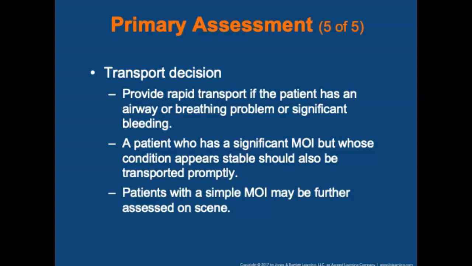When the decision for rapid transport is made, you can use a backboard as a splinting device to splint the whole body rather than splinting each extremity individually. Individual splints should be applied en route if the ABCs are stable and time permits. Patients with a simple MOI may be further assessed and their condition stabilized on scene prior to transport if no other problems exist. Fractures can break through the skin and cause external bleeding.